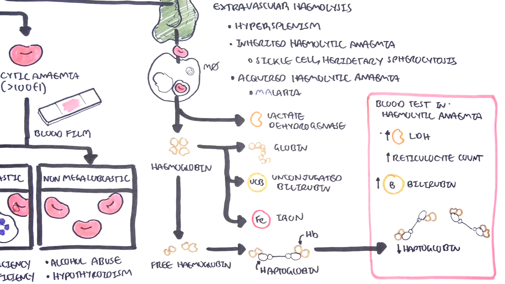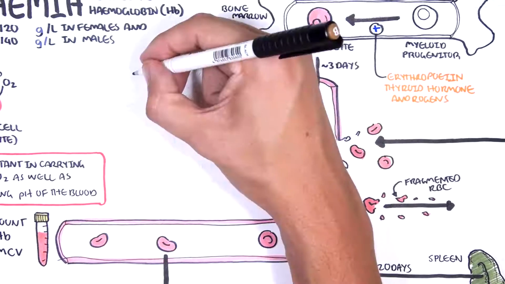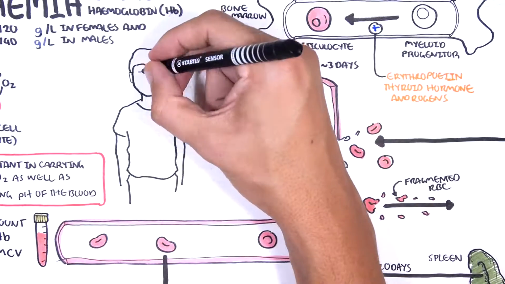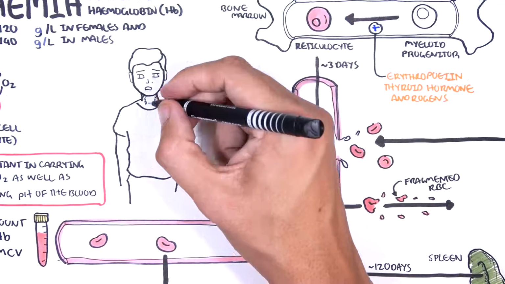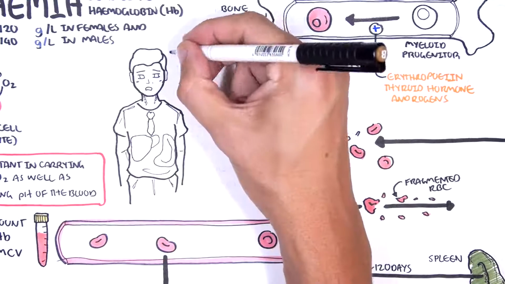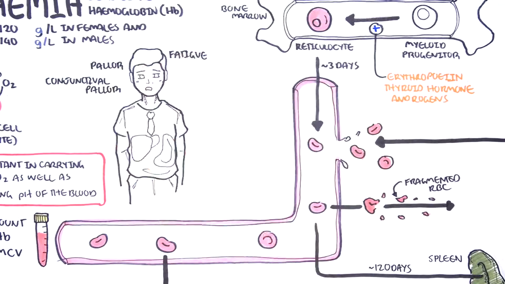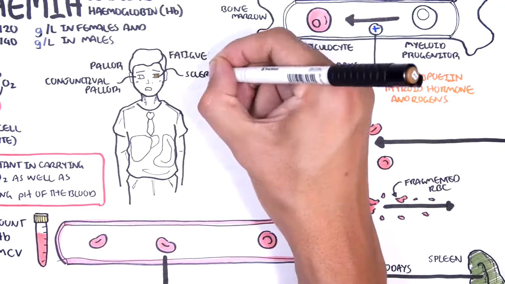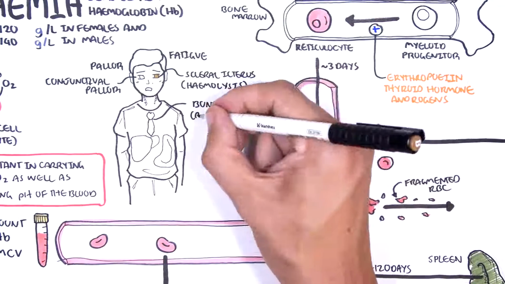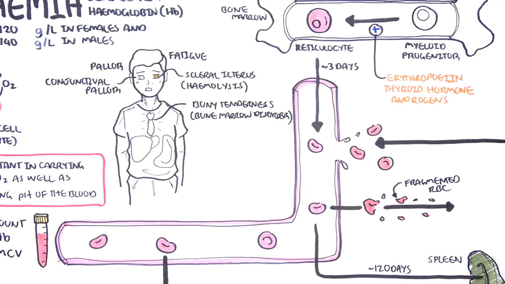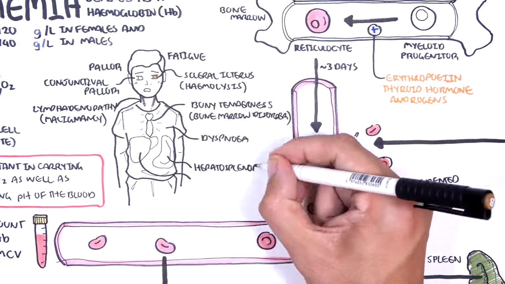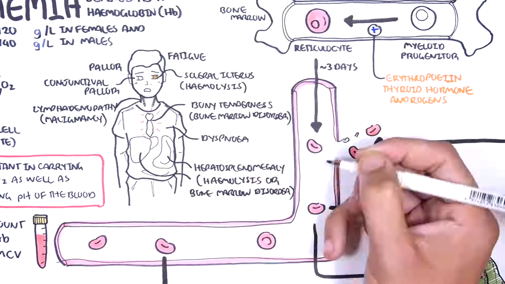Red blood cells, as mentioned, are very important in carrying oxygen to the body, providing energy for the cells. And therefore, with low amounts of red blood cells, you can have signs of basically fatigue and low energy. A person with anemia can therefore present with pallor, conjunctival pallor, fatigue, scleral icterus if you are thinking hemolysis, bony tenderness if you are thinking bone marrow disorders, lymphadenopathy if you are thinking infection or malignancy, dyspnea, and hepatosplenomegaly if you're thinking hemolysis or bone marrow disease.